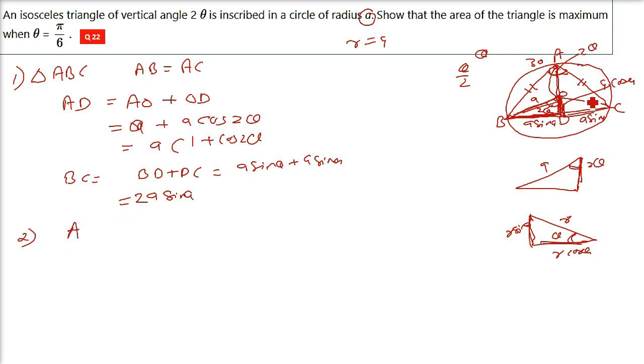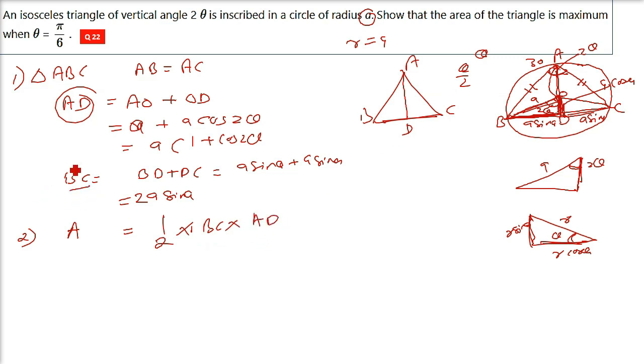Okay, what is the area? Area of the triangle is half into base into altitude, half into base into height. What is base? Base is BC. What is height? It is AD. So this is ABC. Altitude is AD, it was AO plus OD, and we formed an equation out of it. Then BC, we formed a length out of it. So BC is BD plus DC, and they are both equal to a sin 2 theta. So half into base into altitude, that is half into twice of a sin theta into a times 1 plus cos 2 theta. Okay. Now multiply these and try to form an equation, because ultimately you have to prove something, that theta is equal to pi by 6.